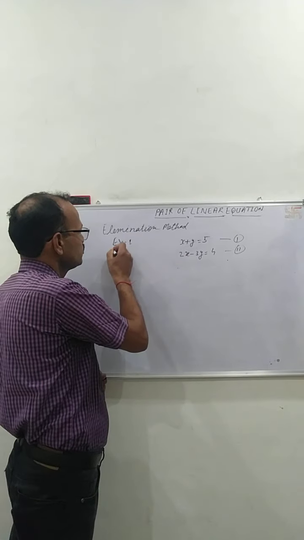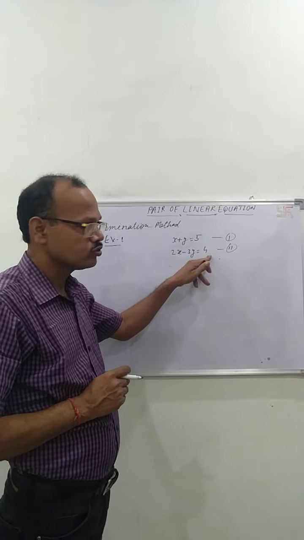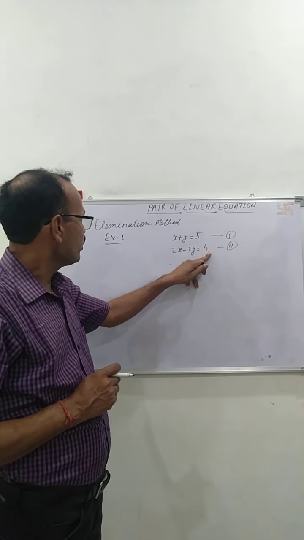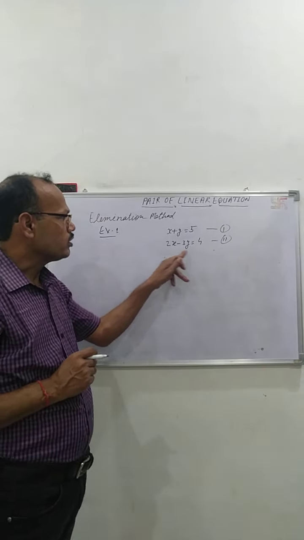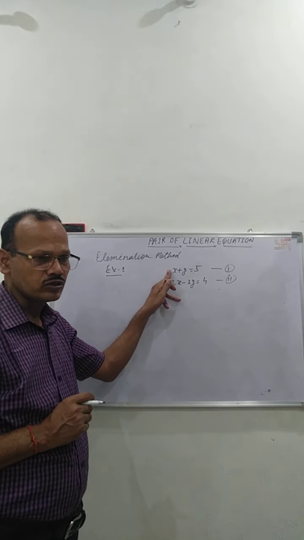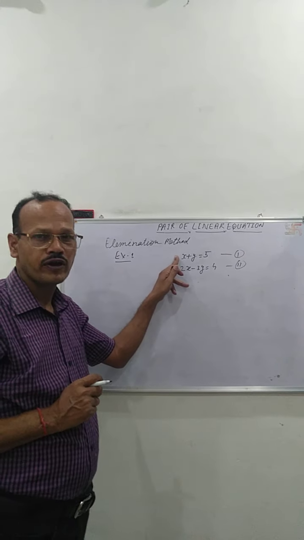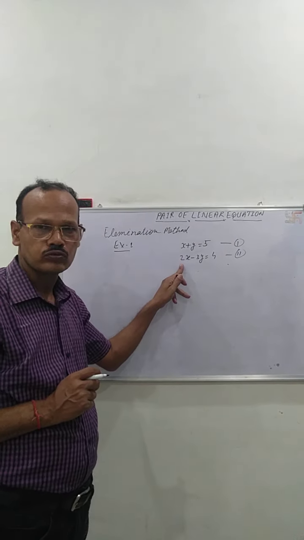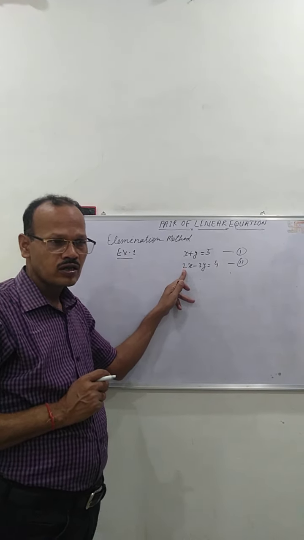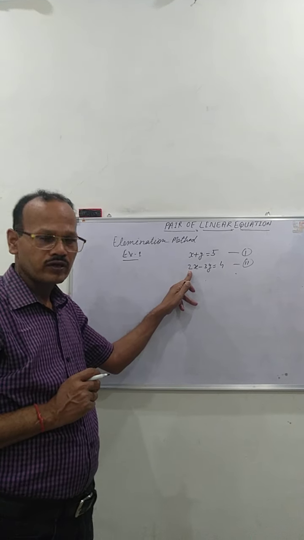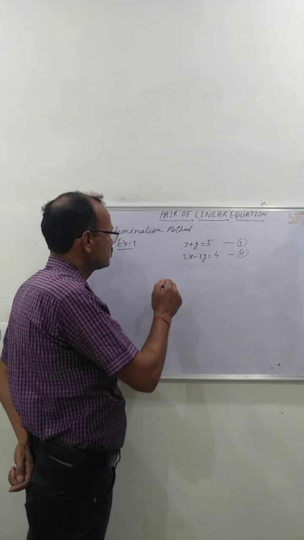Example number 1. x plus y is equal to 5 and 2x minus 3y is equal to 4. How can we apply the elimination method? In this case, we apply either x elimination or y elimination. If you want to use x elimination, from equation number 1 you find the value of x, otherwise from equation number 2. If you find the value of x in the first equation, you place it in the second equation, and finally you will get the value of y. So we operate it. Please listen and see carefully.